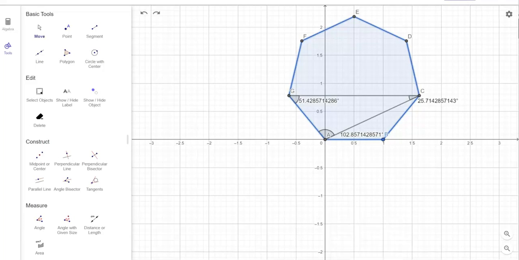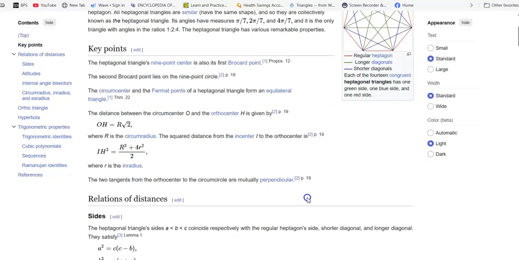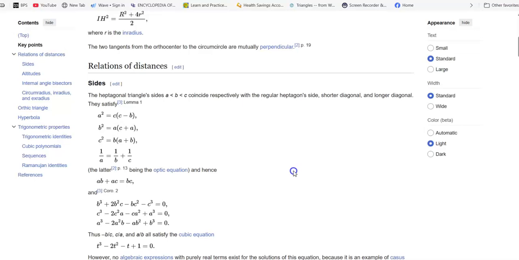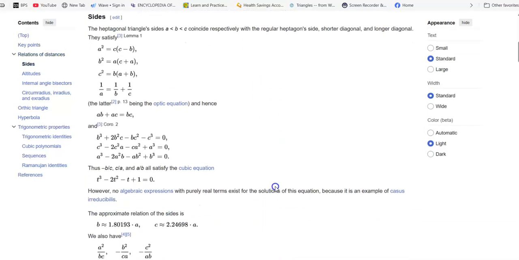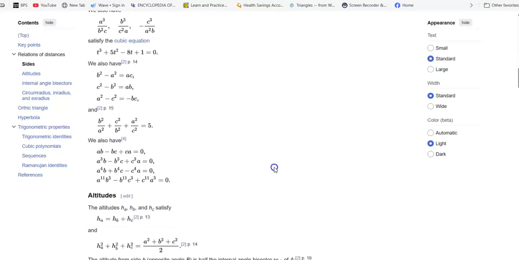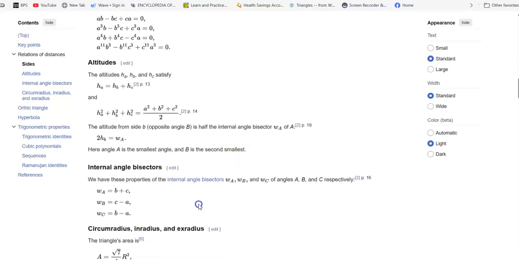Now, what I'm going to do is we'll start with the Wikipedia article on it. There's a lot of interesting properties that I will prove in future videos, especially relations of distances from the sides, as you can see here going down. I'm also going to prove some altitude properties, as you can see here, internal angle bisector properties. The only one that is different is this omega, or this WA, as you can see on your screen here, is B plus C. That's an external angle bisector. I will do a video on that.